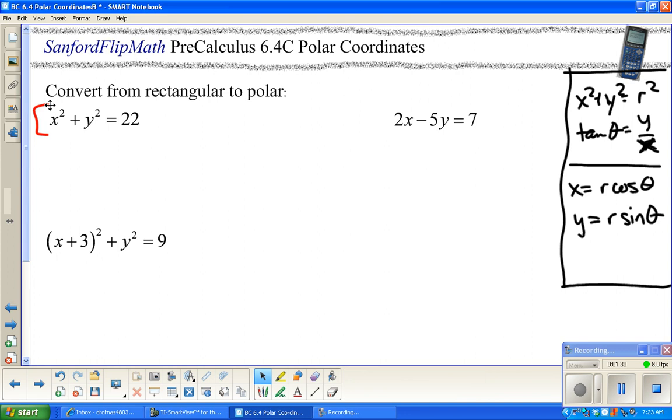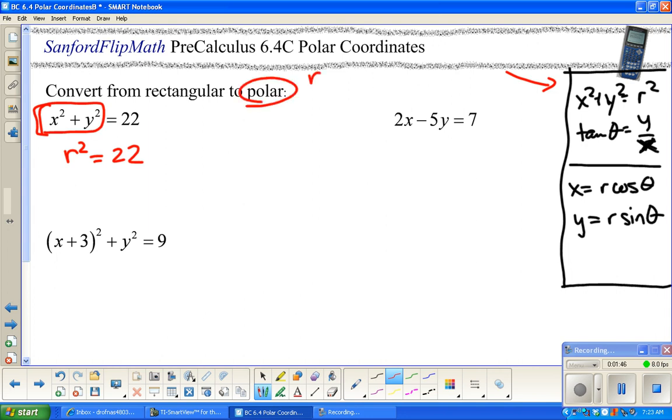So what you want to do is browse the list for stuff that you recognize. For instance, x squared plus y squared, I recognize right there. So really, wouldn't this just be r squared equals 22? And when we say polar form, everything has to be about r and or about theta. In other words, no x, no y. So really, this is kind of done.